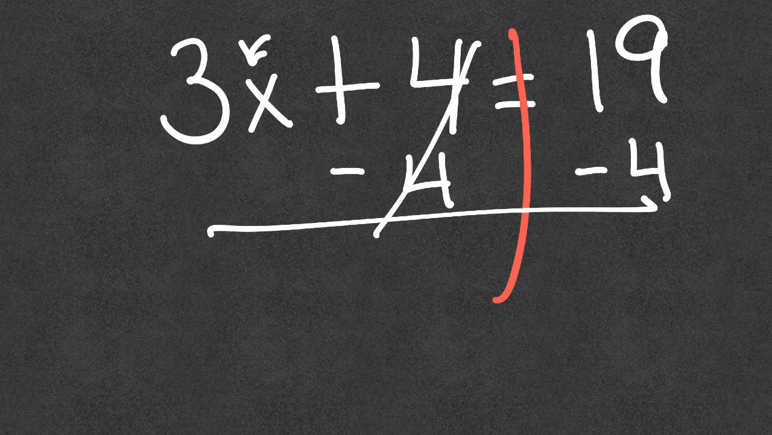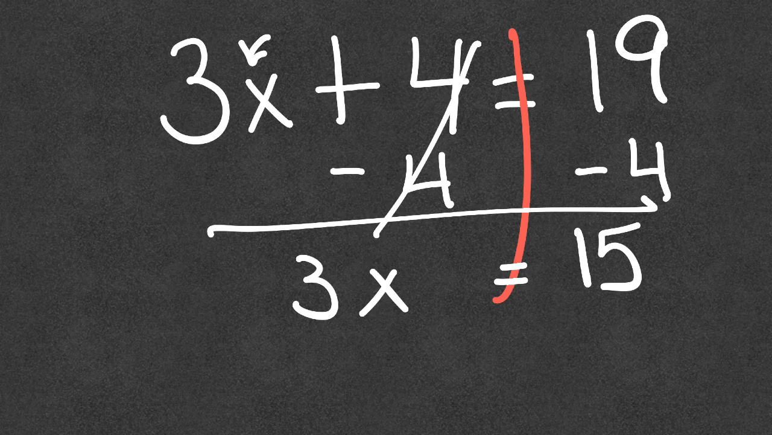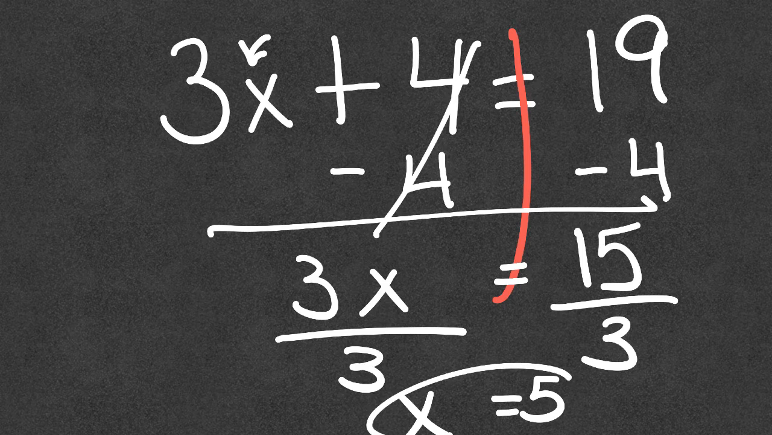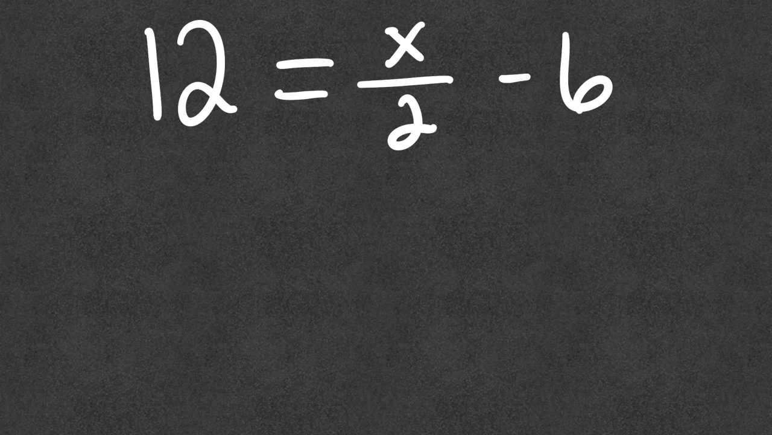Get rid of that. Now I'm left with 3x equals 19 minus 4 is 15. And then we know this is multiplication. So to undo multiplication, we divide. So 3 divided by 3 is 1, so now I have 1x left, and 15 divided by 3 is 5. So I'm saying that x equals 5. Well, we can check that by plugging x in. I can say, oh, 5 times 3 is 15, plus 4 is 19. So my answer, I know, is going to be correct.